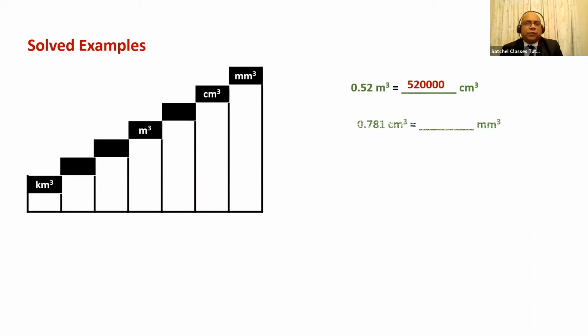What about 0.781 centimeter cube to millimeter cube? Centimeter cube to millimeter cube is just one step up. So you need to just multiply by 10 cubed. So your final answer is 781 millimeter cube.